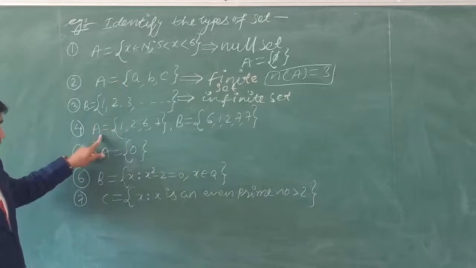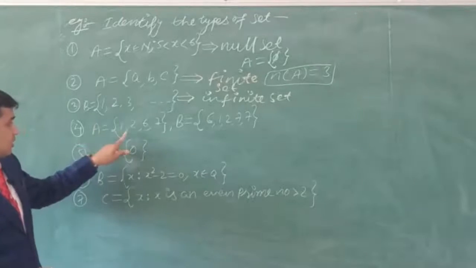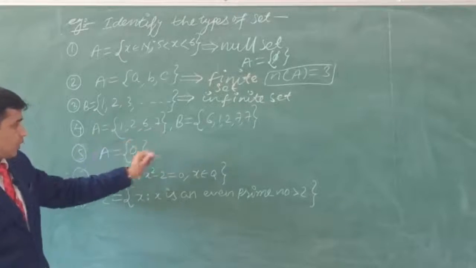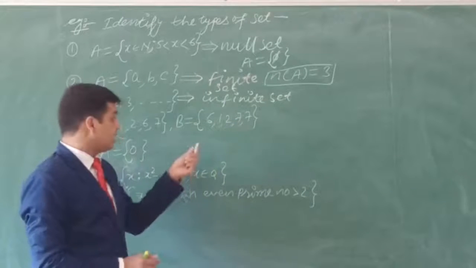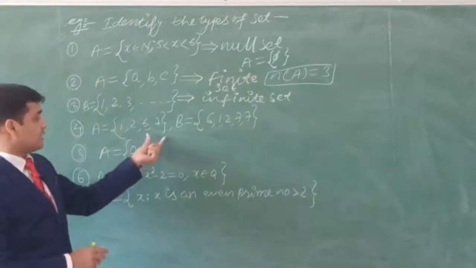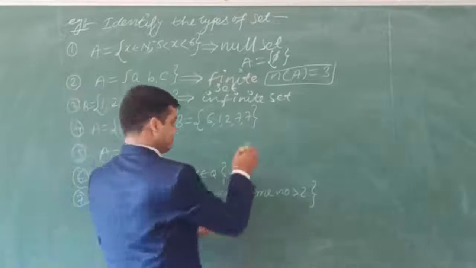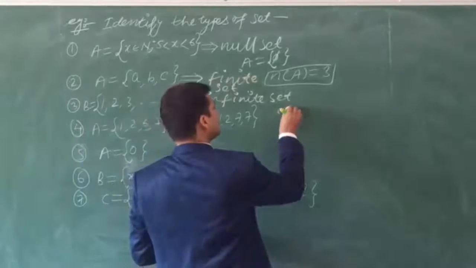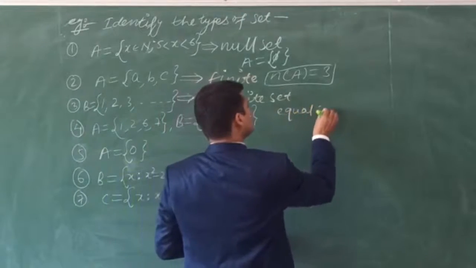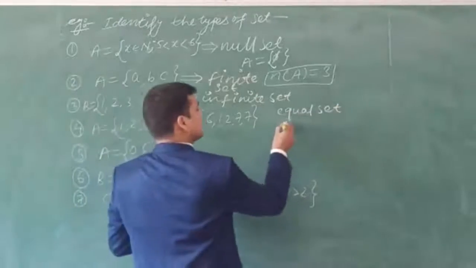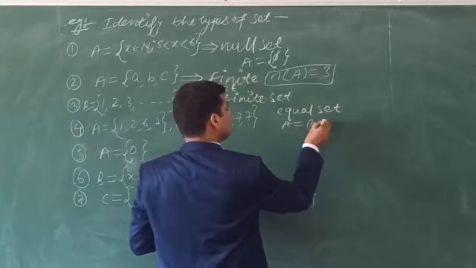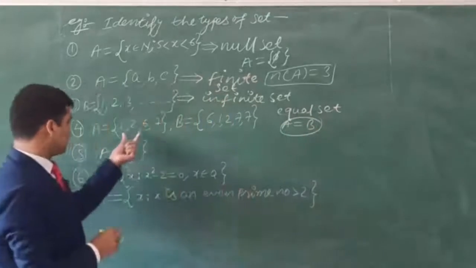Next, set A has the elements 1, 2, 6, 7. And set B is given with the elements 6, 1, 2, 7, 7. We need to identify which type of set this is. So this is an equal set. Why is this an equal set? Because set A equals set B.